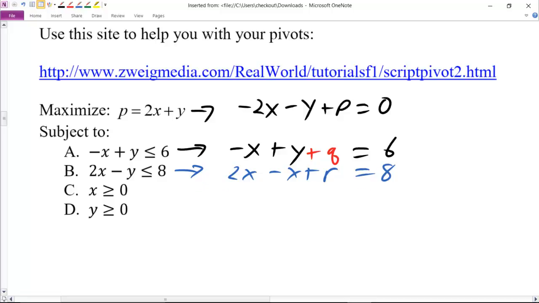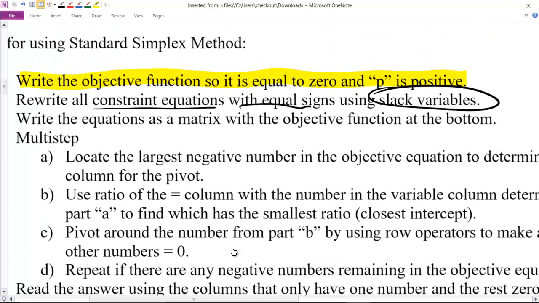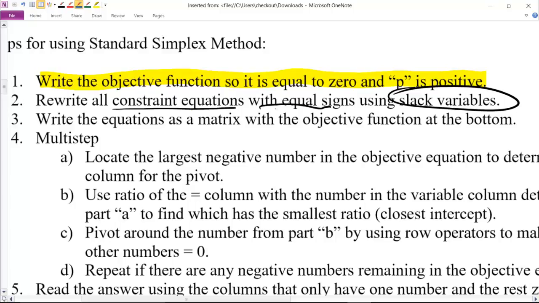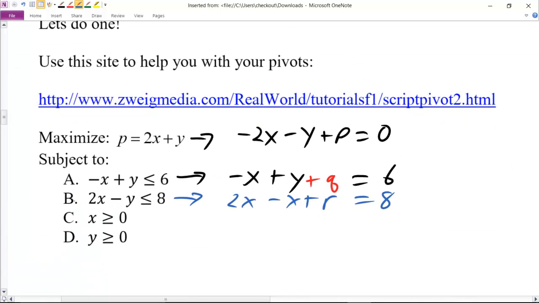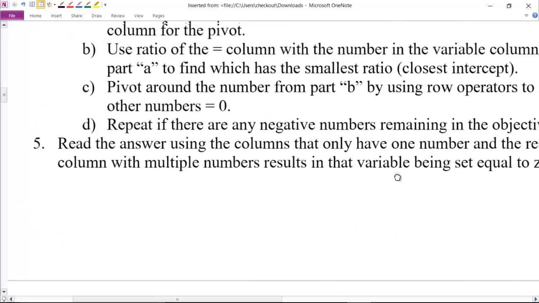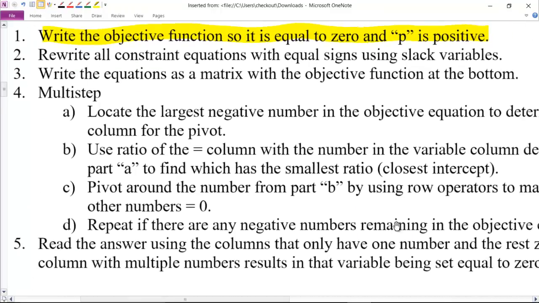So now we have created, there we go, step 2. We have rewritten all of our constraint functions with equal signs, and we have created slack variables for each equation. So yes, you are going to have one slack variable per constraint. So if I had, instead of 2 constraints here with line A and B, 17 constraints, then I would have 17 slack variables. And you just have to get creative because you'd run out of letters in the alphabet. Good news, we're not going to do that in here, but you could if you wanted to.